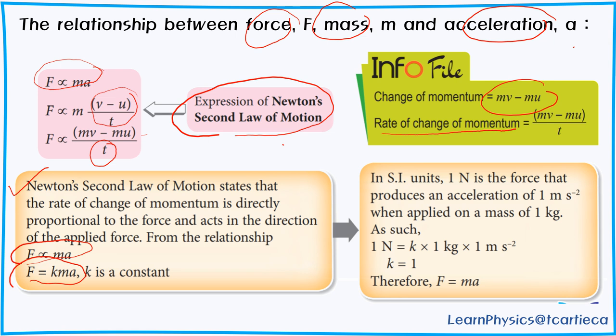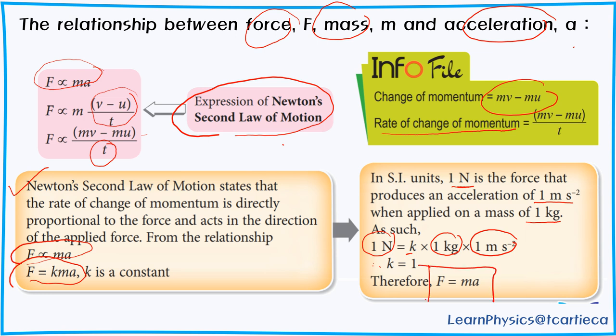We assume that 1 Newton of force produces an acceleration of 1 meter per second square when applied on a mass of 1 kg. So, kita anggapkan satu Newton daya yang terhasil, okay, apabila satu objek yang berjisim 1 kg bergerak dengan pecutan 1 meter per second square. So, therefore, 1 Newton is equal to K, 1 kg, 1 ms negative 2. So, therefore, we get K is equal to 1.